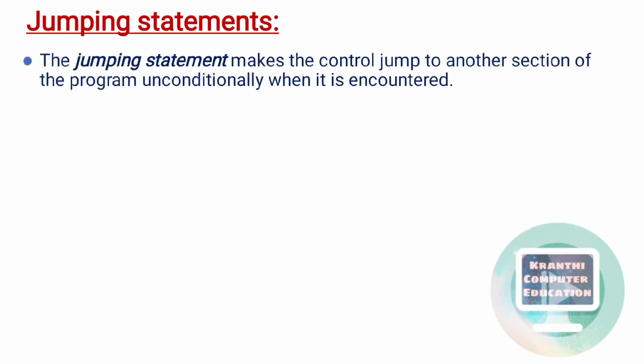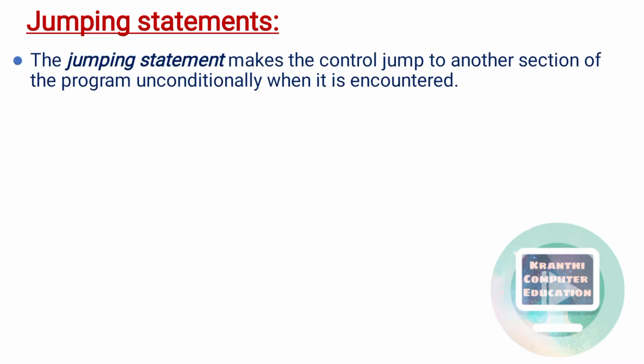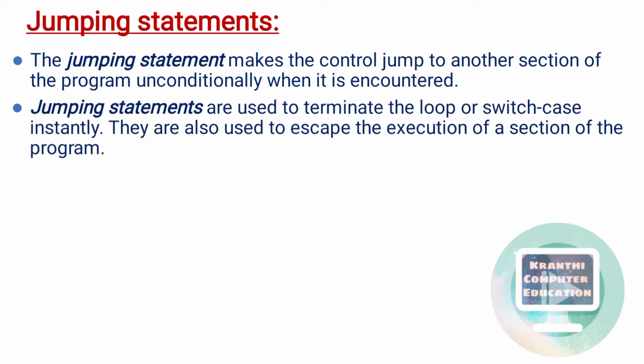Jumping statements. What are jumping statements? The jumping statement makes the control jump to another section of the program unconditionally when it is encountered. So, in your program, if you write any jumping statement, that statement is used to transfer the control from one section to another section within a program. That is a jumping statement. Jumping statements are used to terminate the loop or switch case instantly. They are also used to escape the execution of a section of the program.